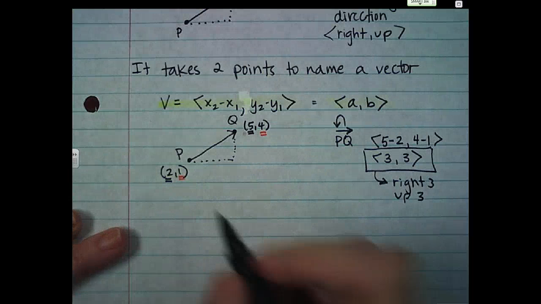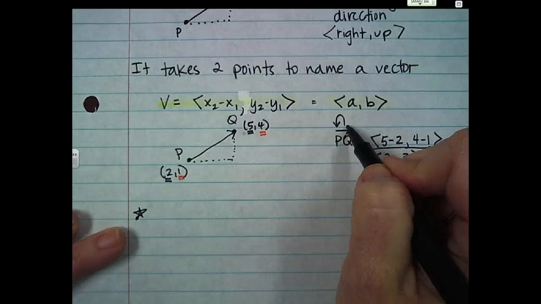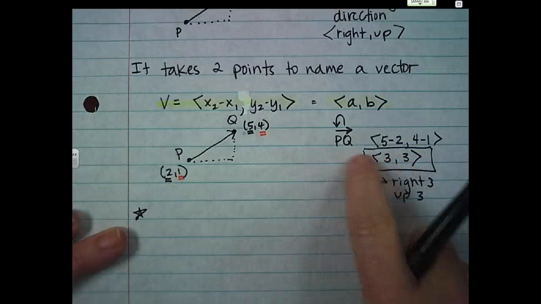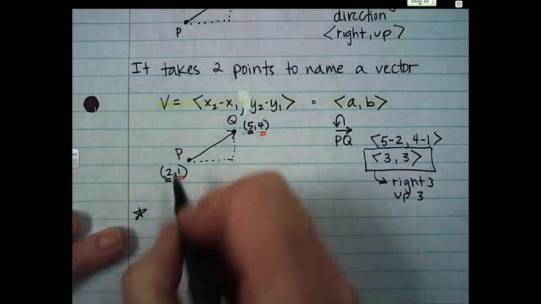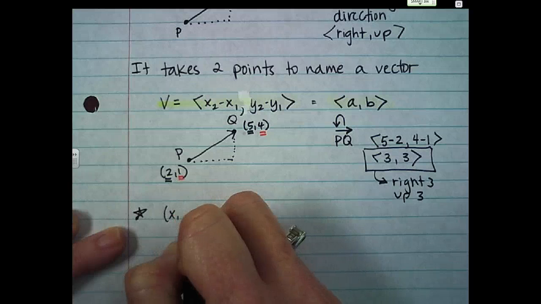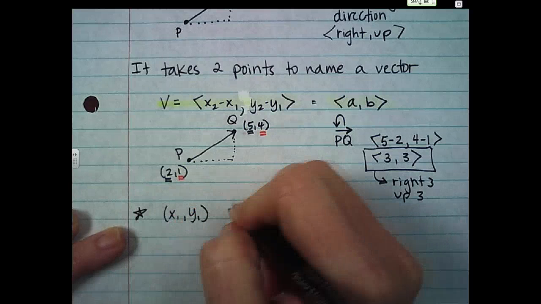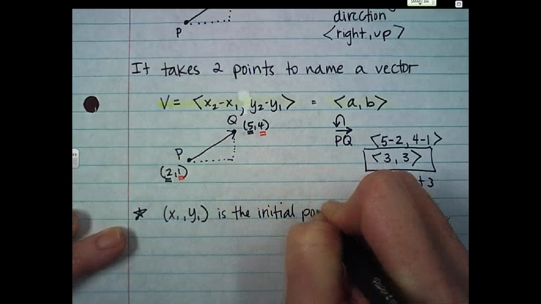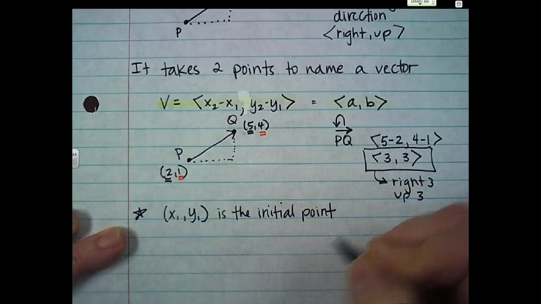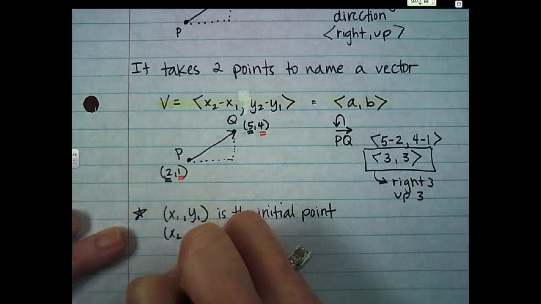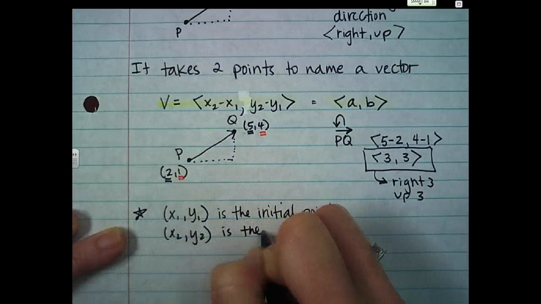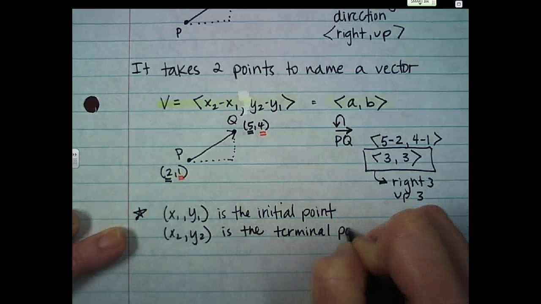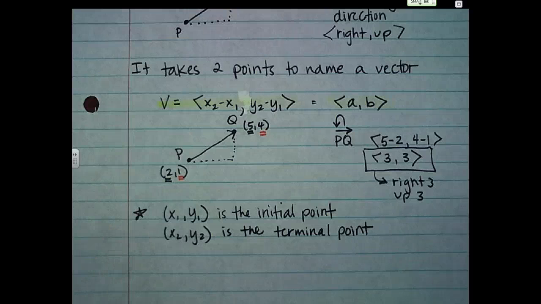Okay, and one really important part, and I already kind of told you this by this little backwards arrow I drew: when we subtract using this formula, we always start with the second one, right? So x1, y1 is the initial point, and then x2, y2 is the terminal point. Terminal meaning ending.